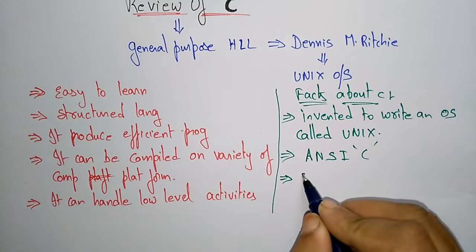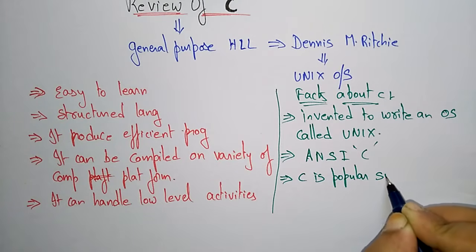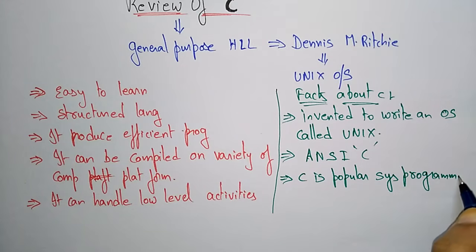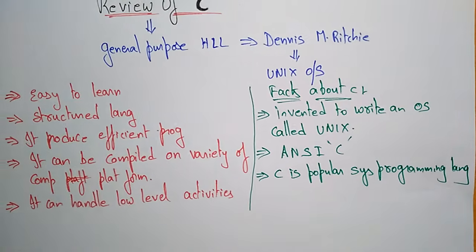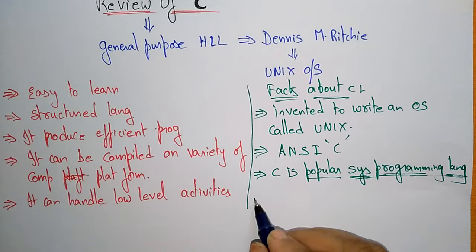So C is a popular system programming language. It is popularly known as the system programming language because with the help of C we are developing operating systems. Most state of the art software has been implemented using C.